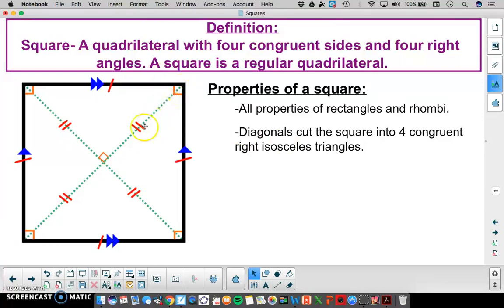So you can see here, this triangle is a right triangle because the diagonals are perpendicular, and the 2 legs of that right triangle are congruent because they are pieces of the diagonal.